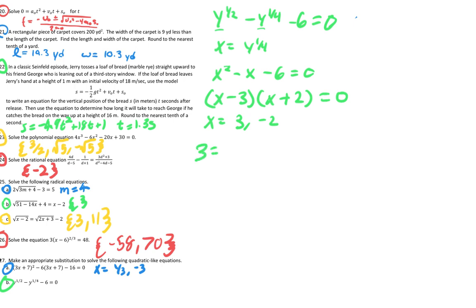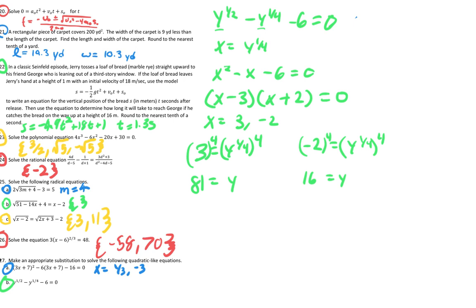So 3 is equal to y to the 1/4. We'll raise both sides to the 4th, and we'll get 81 is equal to y. Then we can do the same thing for the negative 2. Negative 2 is equal to y to the 1/4. Raise both sides to the 4th, and we'll get 16 is equal to y.